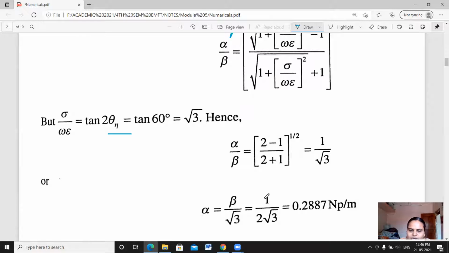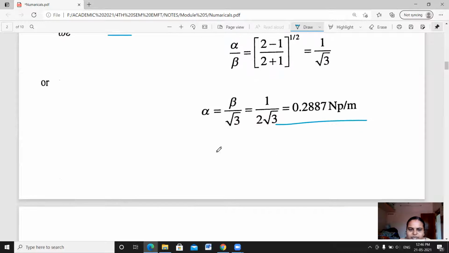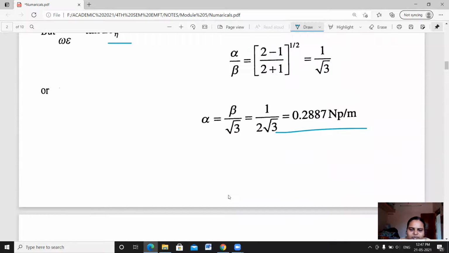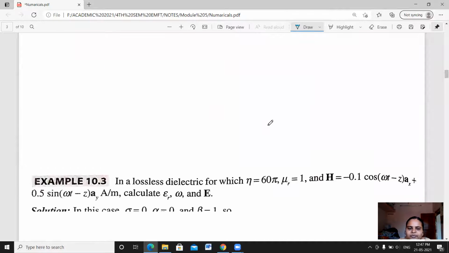Beta is nothing but 1 by 2, so 1 by 2 square root of 3, which gives 0.2887 Nepers per meter. This is the equation in terms of the electric field and the alpha value.